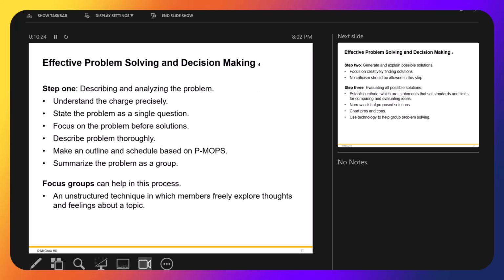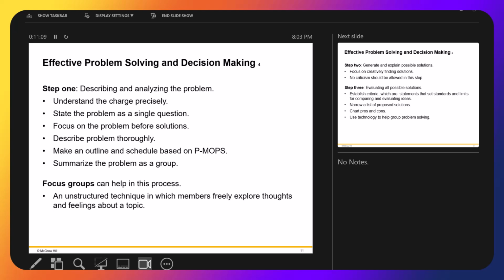Step 1, describing and analyzing the problem. Understand the charge precisely. State the problem as a single question. Focus on the problem before solutions. Describe the problem thoroughly. Make an outline and schedule based on PMOPS. Summarize the problem as a group. This is the process you go through. And I will tell you, there will come a point in time when someone, usually somebody high ranking, will ask you, how did you all come up with this? You would have to be able to tell them. They want to follow the logic. I see where you ended up. How did you get here?